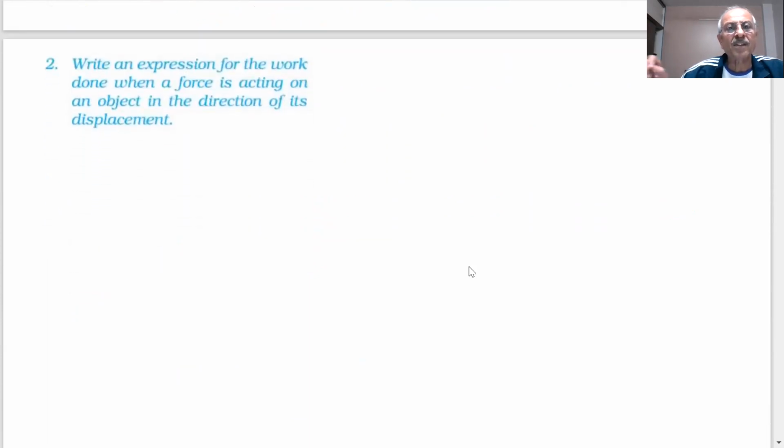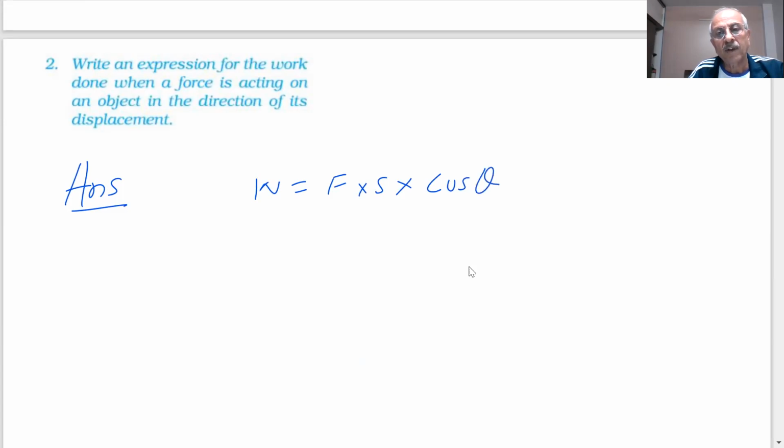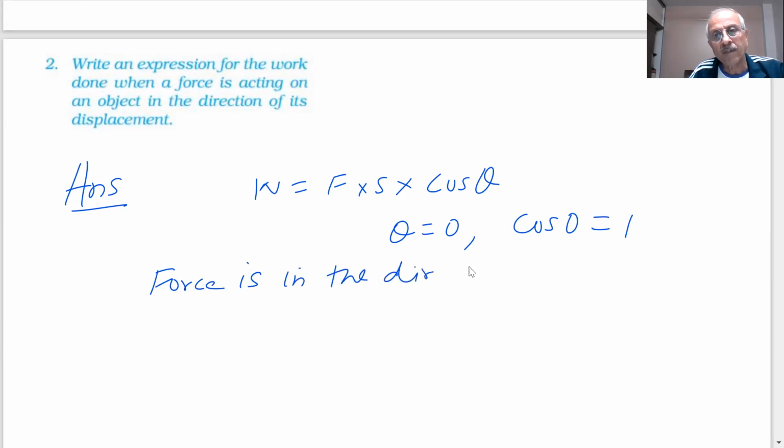Write an expression for the work done when a force is acting on an object in the direction of the displacement. What formula do we give? F into S into cos theta. When theta is 0, cos 0 is 1. That means the force is acting in the direction of the displacement.